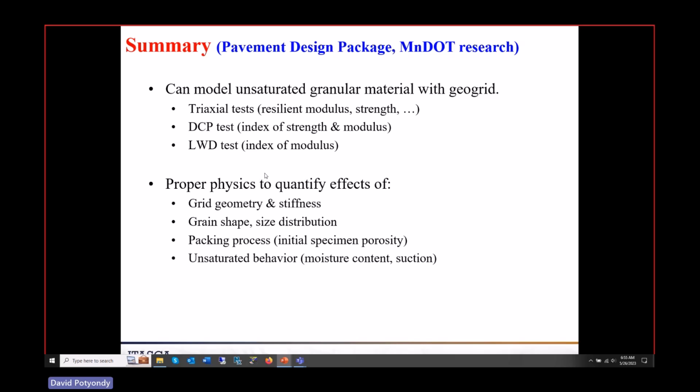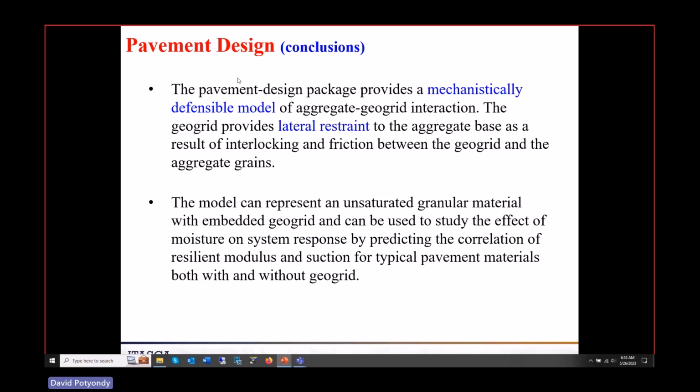We could control the porosity and the packing, and as we change porosity after we get that packed system, everything's related to that, and then we could add moisture, right? So we could look at all those different things, right? And so again, we believe we have a mechanistically defensible model because our model is providing lateral restraint, and we have some confidence it's making sense because of some of the stuff I showed you as we got to this point, right? It's only once we know we have a mechanistically defensible model that we want to actually use it.